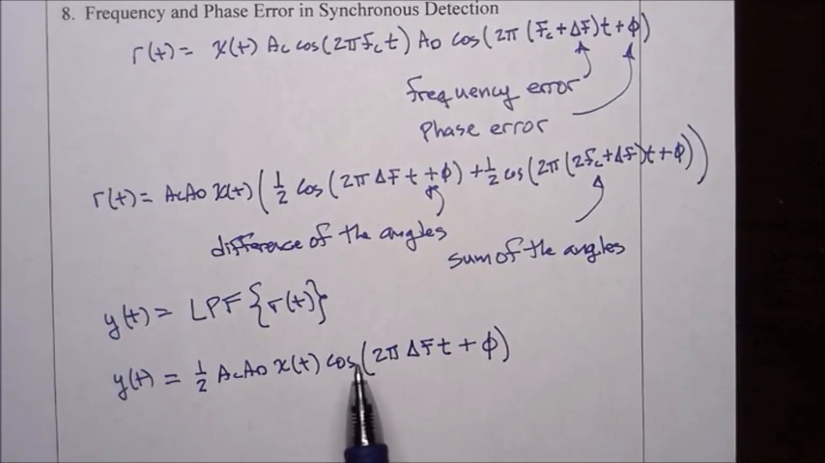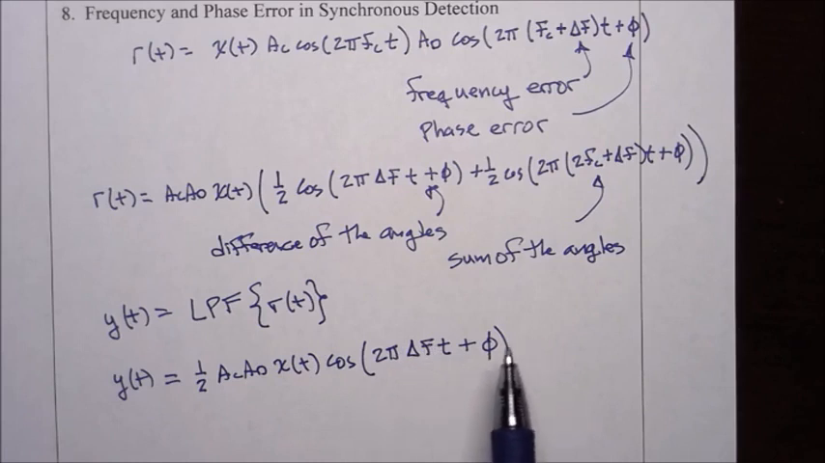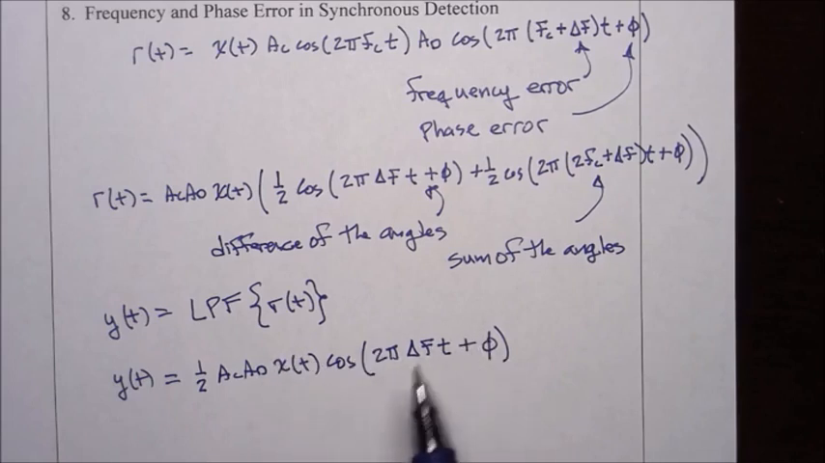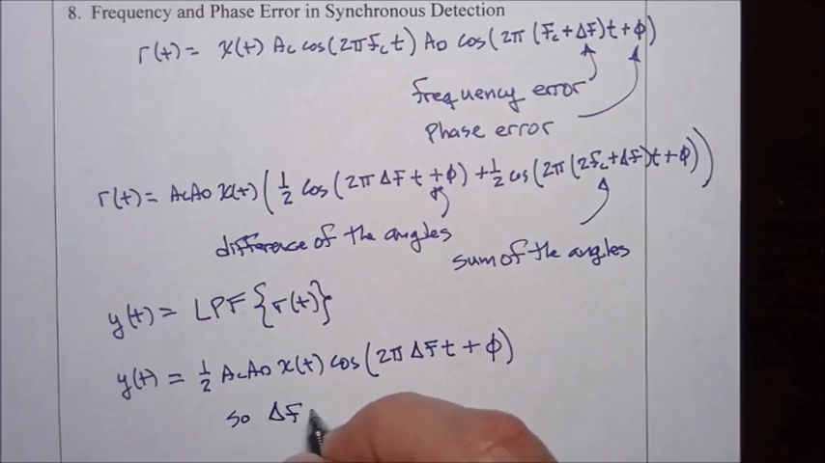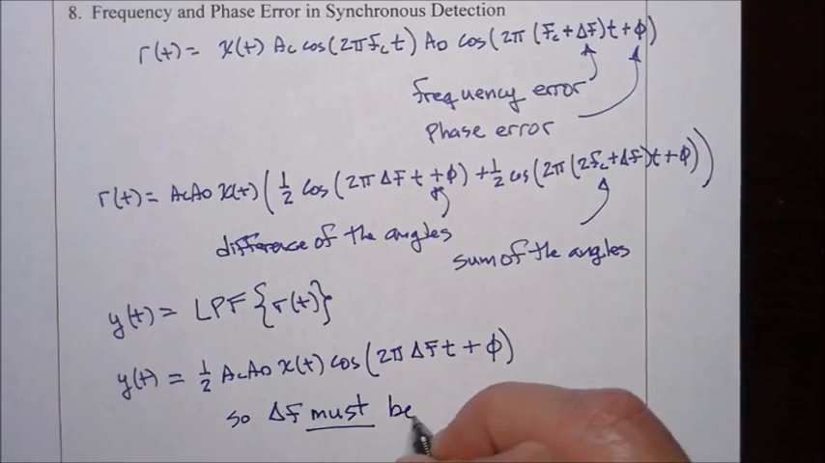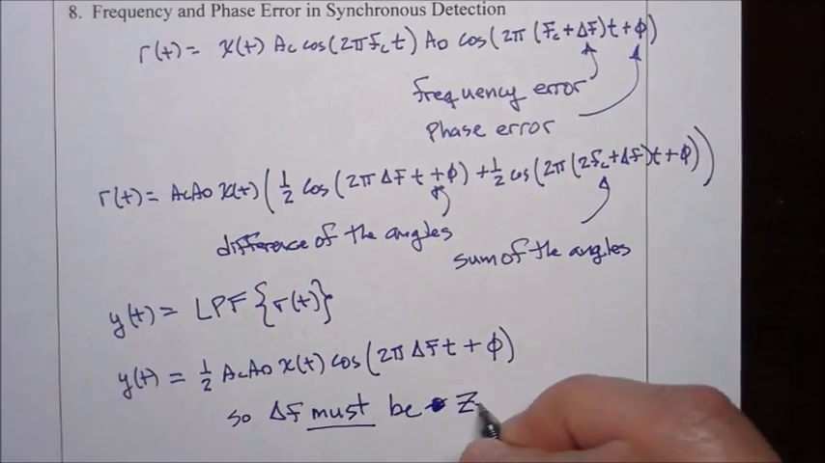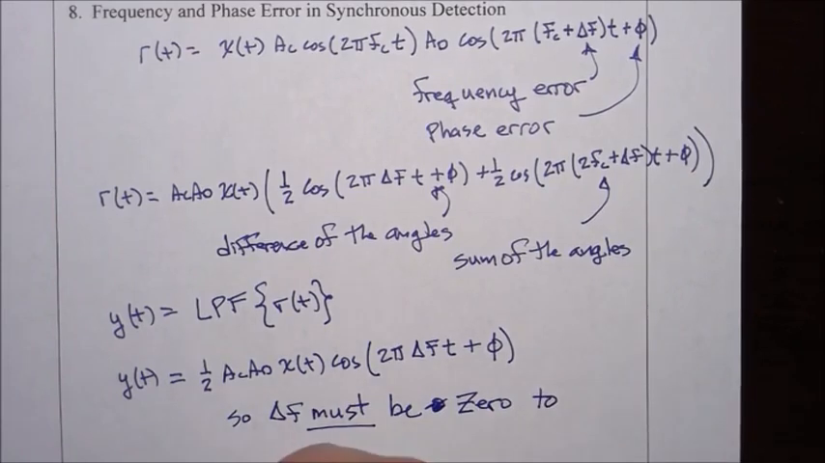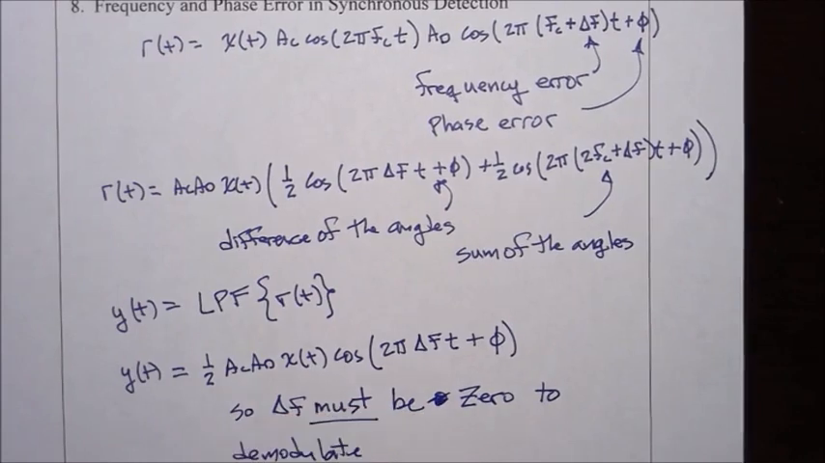Now, for us to retrieve some copy of x of t, that is going to require that delta f, the frequency error, be exactly 0. Otherwise, what we have is a slow-moving cosine that is changing the amplitude of our message signal, and we won't be able to retrieve the message signal. So delta f must be 0 to demodulate the signal.